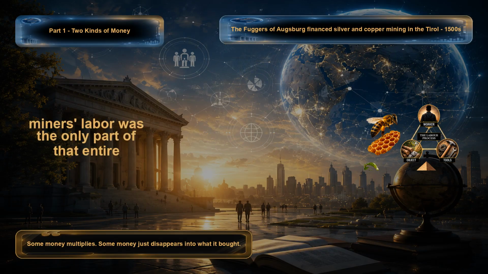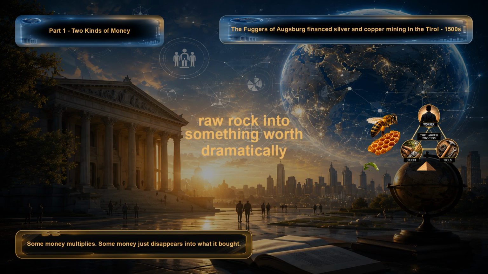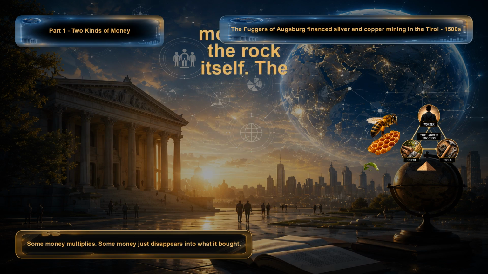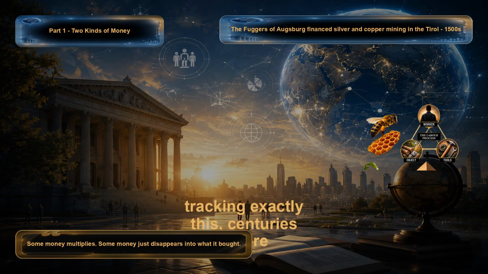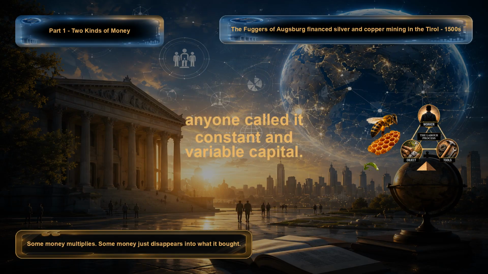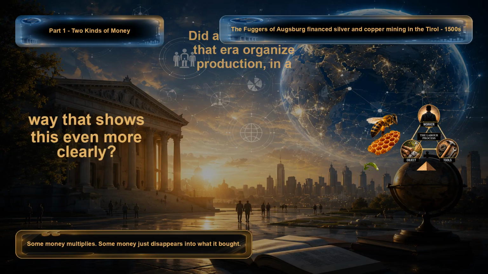The miner's labor was the only part of that entire operation capable of turning a mountain of raw rock into something worth dramatically more than the rock itself. The Fuggers, remarkably, kept detailed account books tracking exactly this, centuries before anyone called it constant and variable capital. Did anyone else in that era organize production in a way that shows this even more clearly?